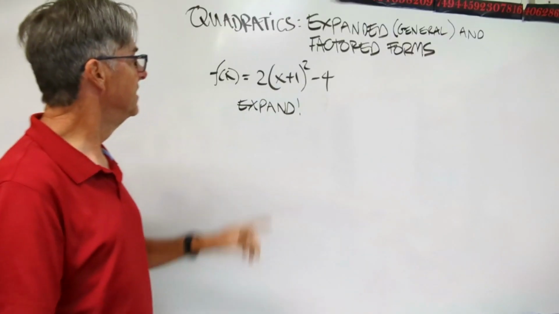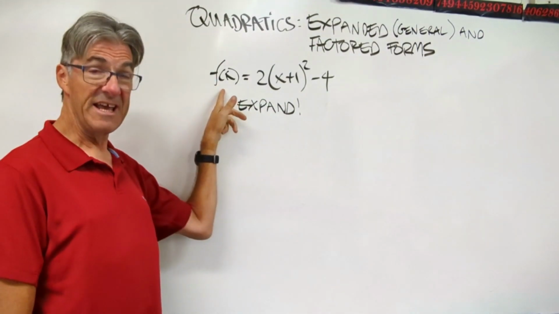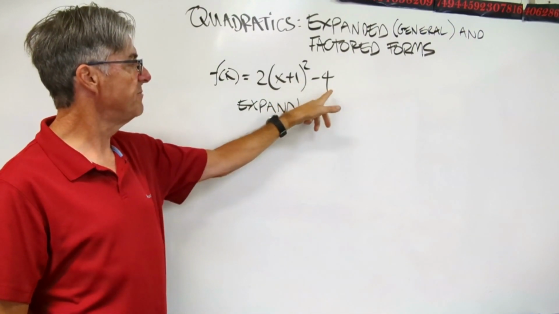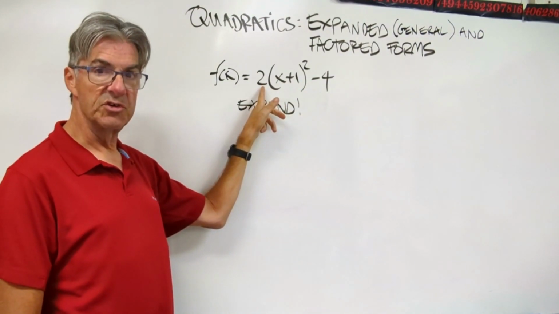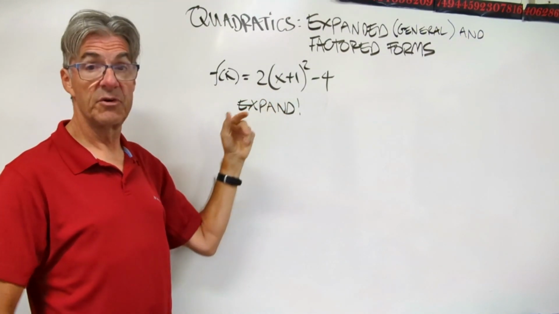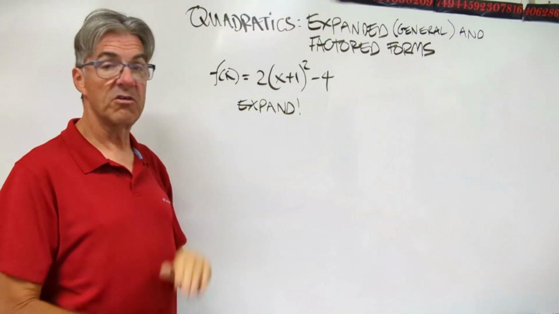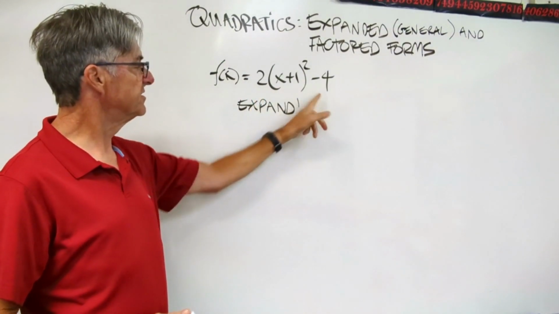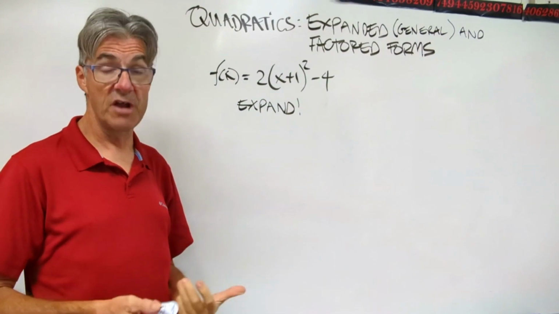Let's get started. So here is a quadratic in vertex form. And we know our vertex is -1, -4. Our a term is 2. So this one is a little bit compressed or narrower. A is positive, so it opens up. And we can quickly make a graph based on that. But this time, what we're going to do is expand this, which means turn it into general form.